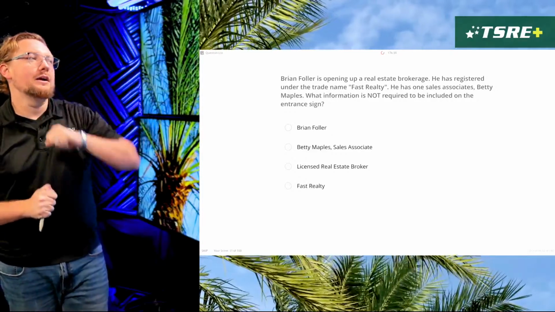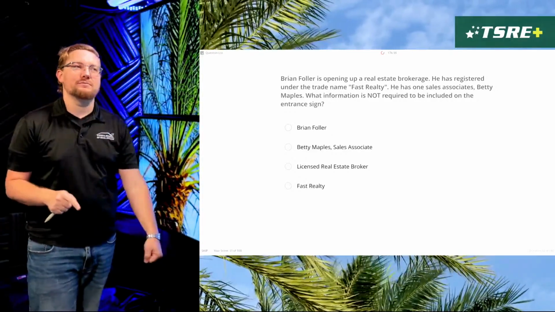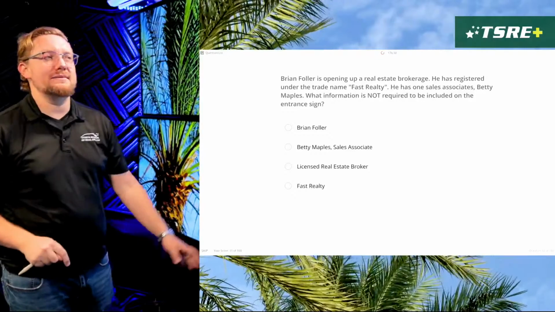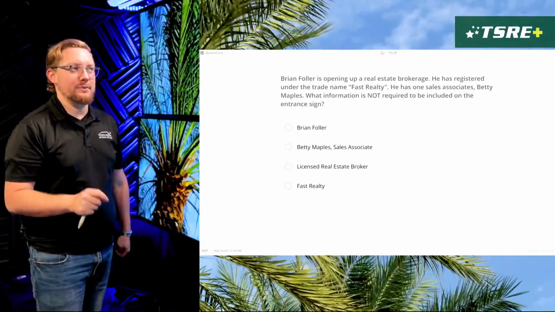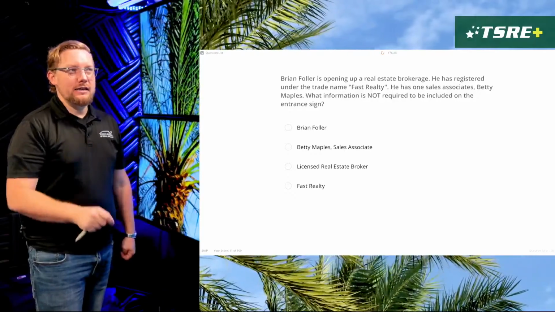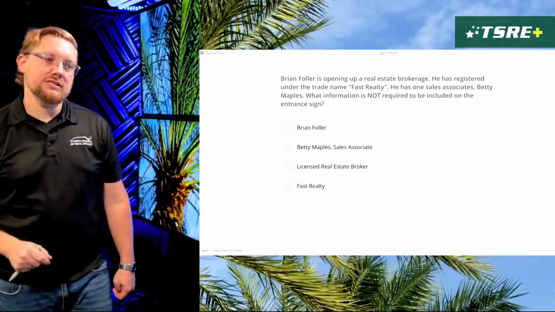So, last one. Brian Fowler is opening up a real estate brokerage. He is registered under the trade name Fast Realty. He has one sales associate, Betty Maples. Which information is not required to be included on the entrance sign?